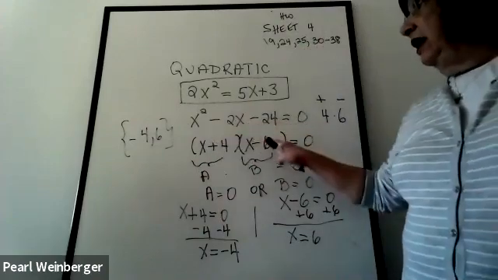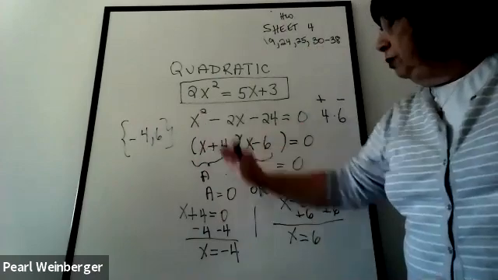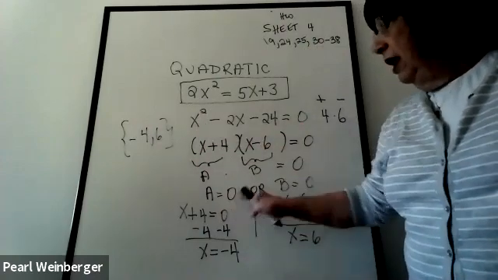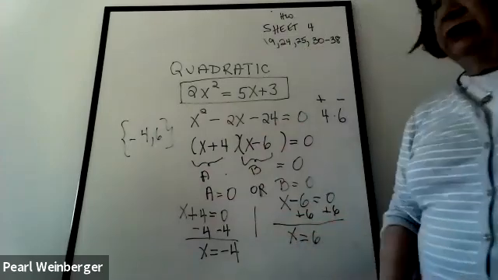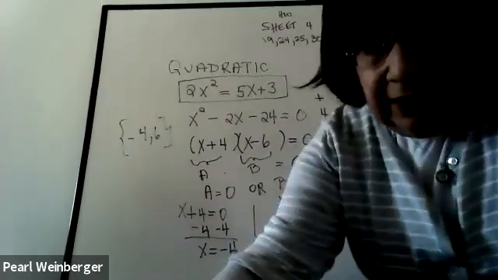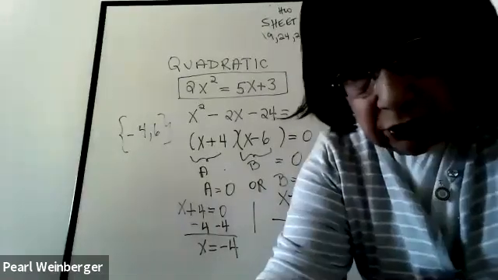So after we've factored, we then separate each factor and put each factor, each parentheses, equal to 0. And that gives us a very simple equation to solve, and that gives us our answer. So that's what's called solving a quadratic equation.